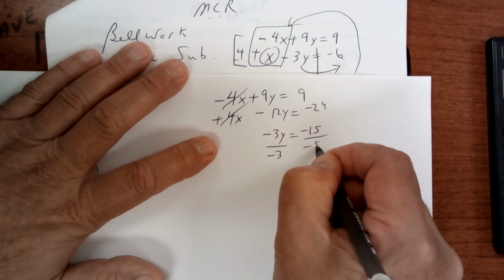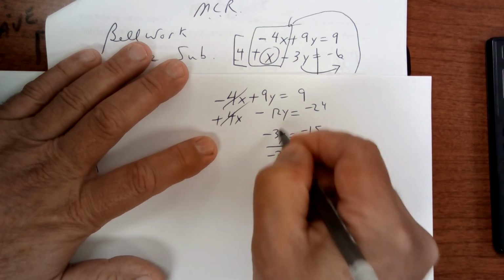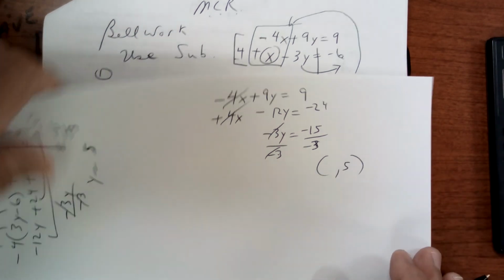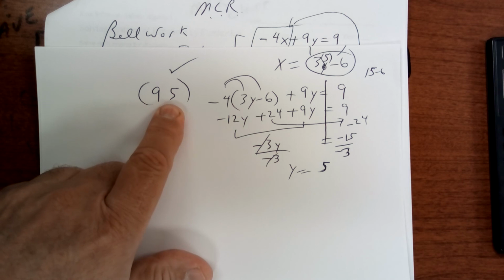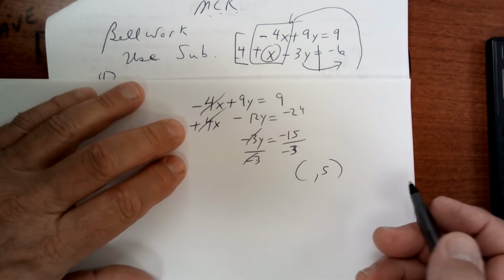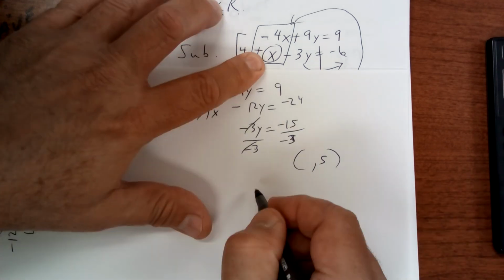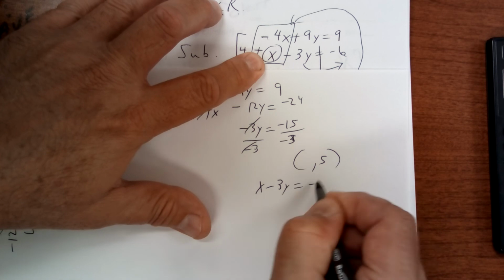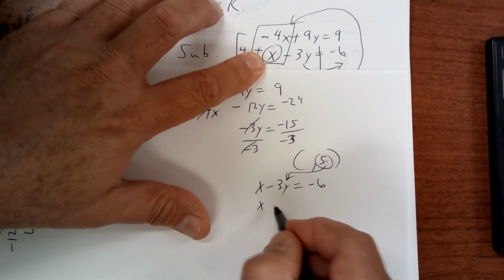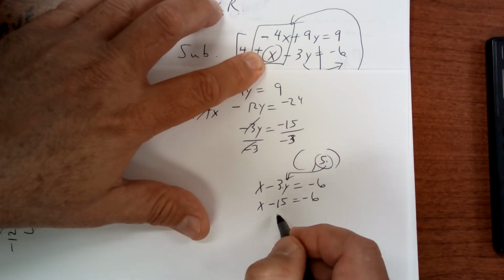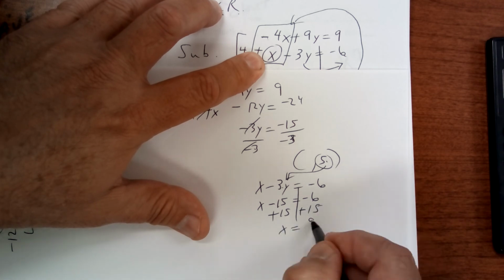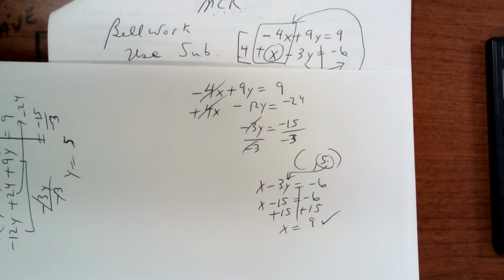And when I do that, I'm going to get a positive 5. And that's what I had before. And there it is right there. And then you pick whatever equation you want and you plug it back in. Okay? I happen to like the second one this time before I manipulated it. And I'm going to substitute for my y there. So I'm going to get x, 3 times 5 is 15, is equal to negative 6. I'm going to add 15 to both sides. And when I do, I get x is equal to 9, and I'm done. 9 and 5 is my answer, just like before.